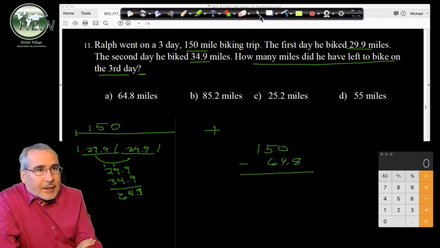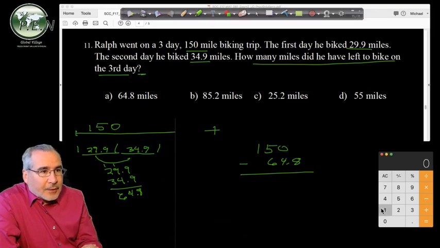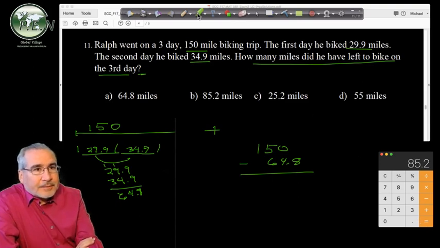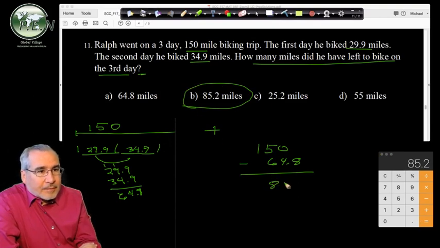While we're at it, we got a nice little calculator sitting here, so let's just go use it. 150 minus 64.8, 85.2. And that matches one of our answers, which is good. Again, just knowing this involved both an addition and a subtraction problem. Okay.